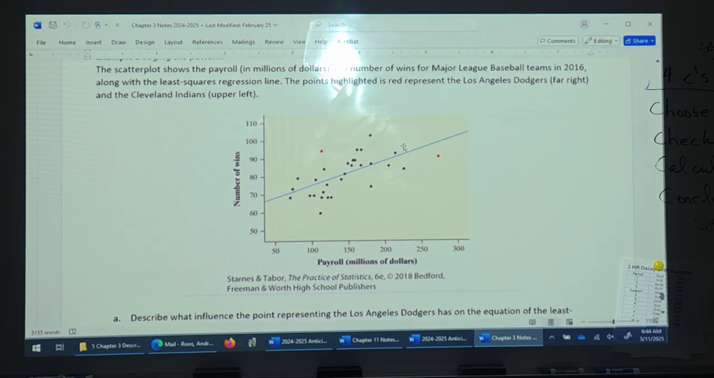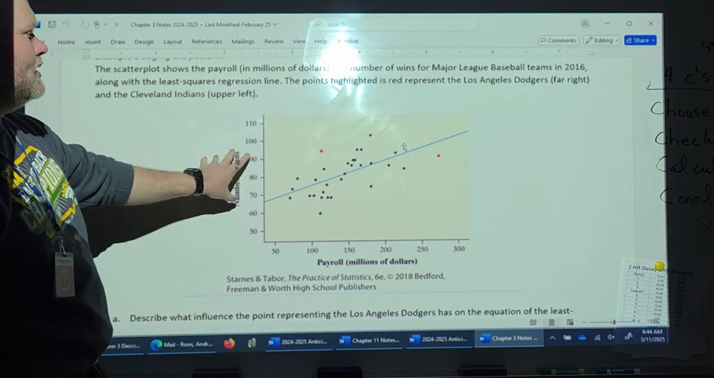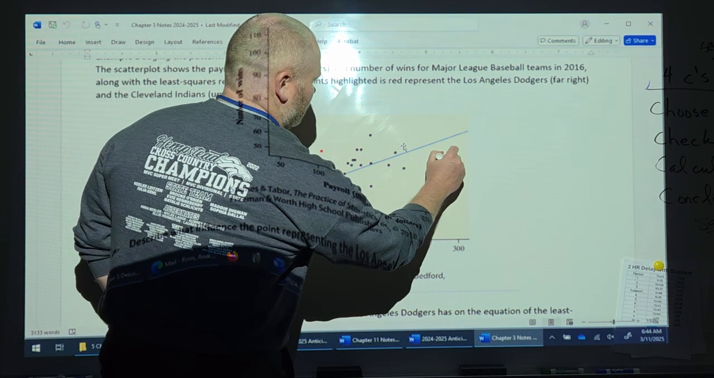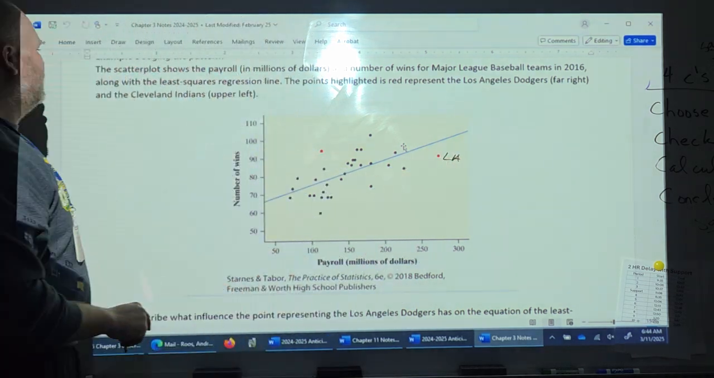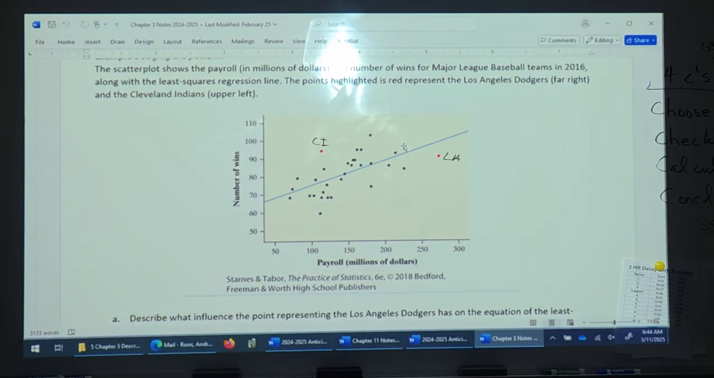All right, so this one, the scatterplot shows payroll in millions of dollars and the number of wins for Major League Baseball teams in 2016, along with the least squares regression line. The points highlighted in red represent the LA Dodgers. So this one over here was the LA Dodgers, and then the Cleveland Indians was right here. So that'll be important for these next questions.